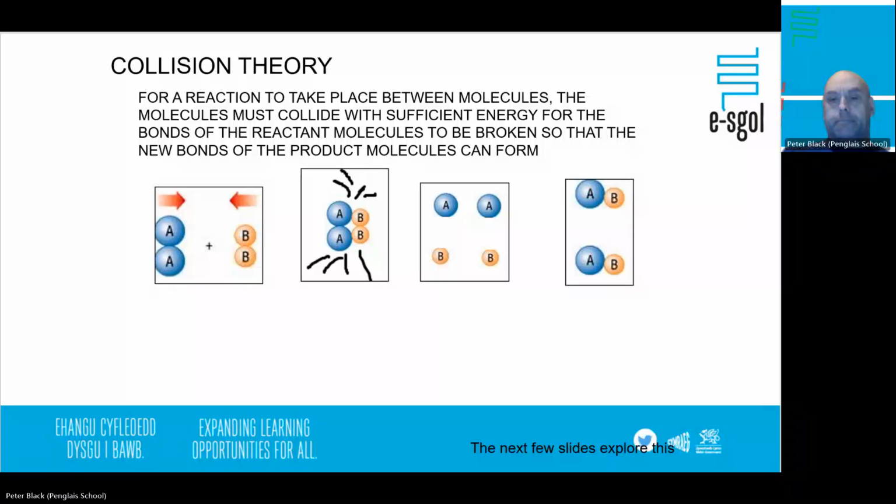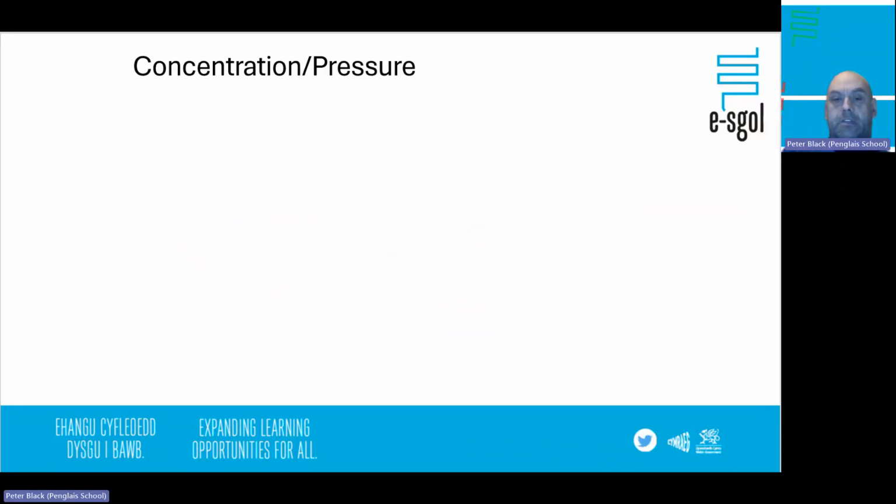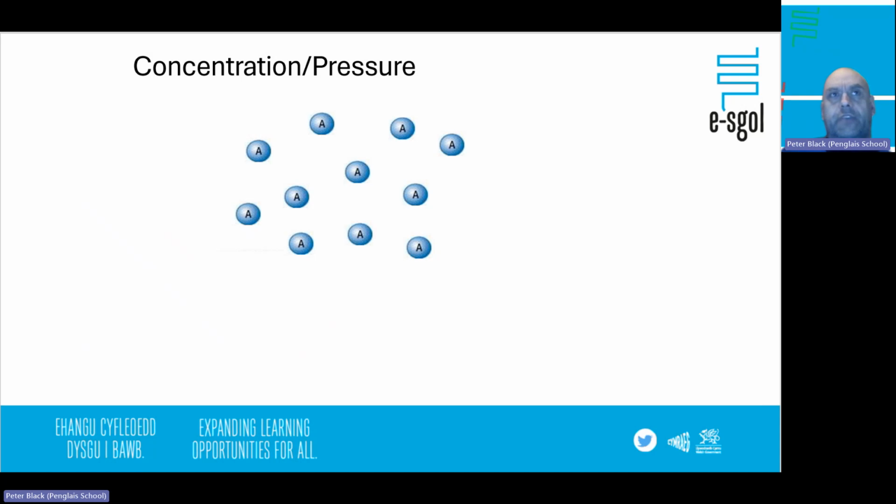Okay, so let's look at how we can affect the number of collisions. If we want a reaction to take place faster, or change how quickly the reaction takes place, we simply need to change the number of collisions. One of the ways we're going to change the number of collisions is changing the concentration of a solution, or indeed the pressure of a gas. So what is concentration? Concentration is to do with the number of particles you have in a given volume.